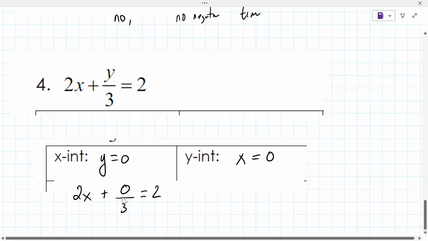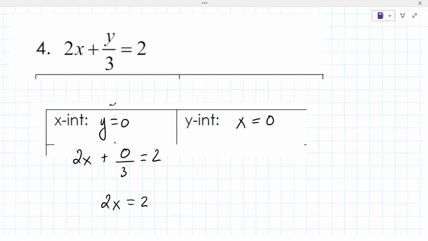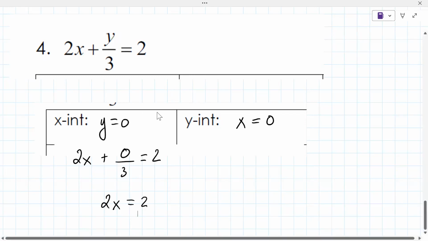So when you put 0 in for y, that part of it goes away. So you're now solving this equation 2x equals 2. Does that look familiar to you? Oh yeah, that makes sense. You plug in the 0 for y and the 0 for x, depending on which intercept we're finding, and then you find the x-intercept.